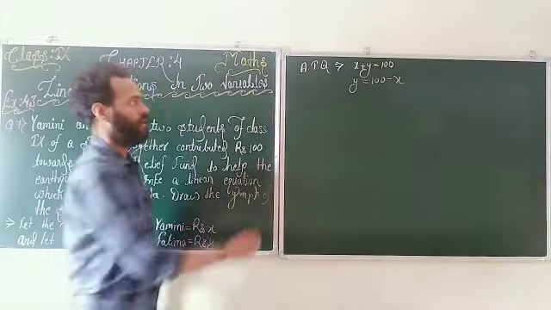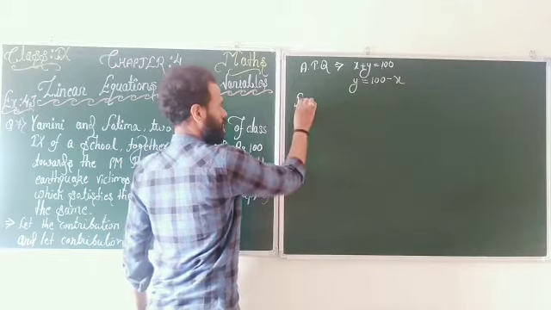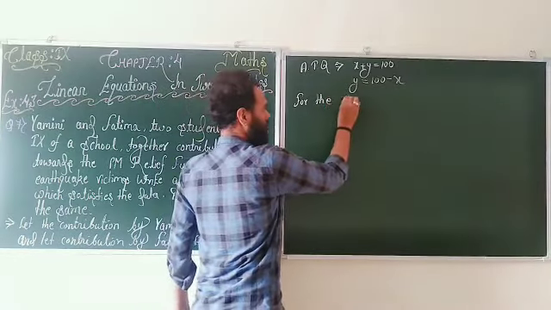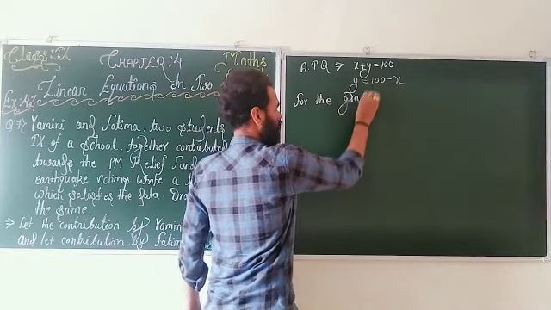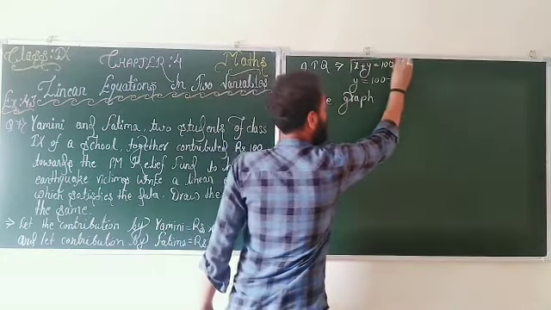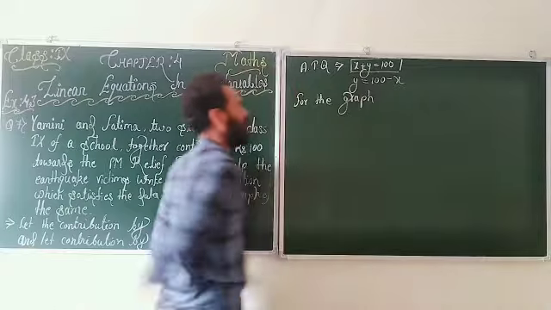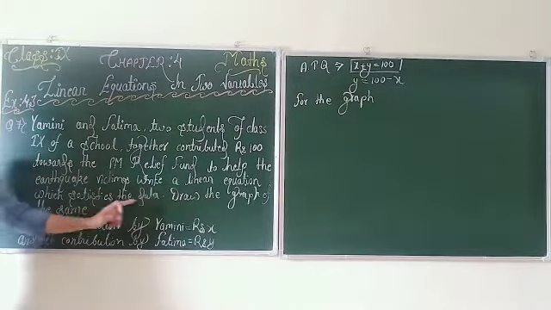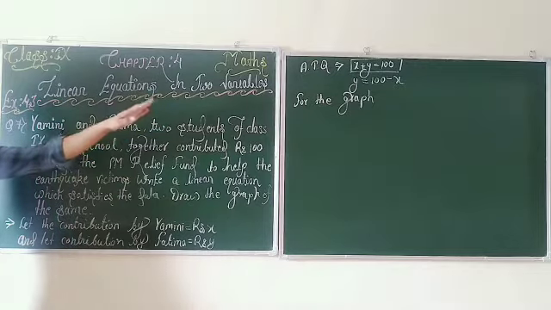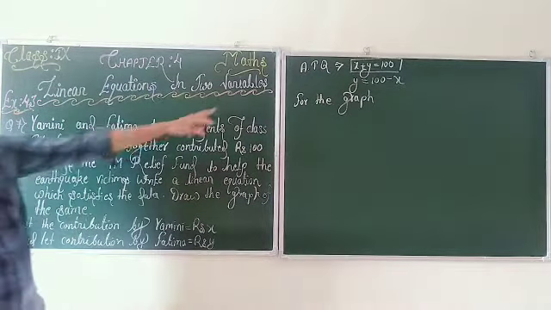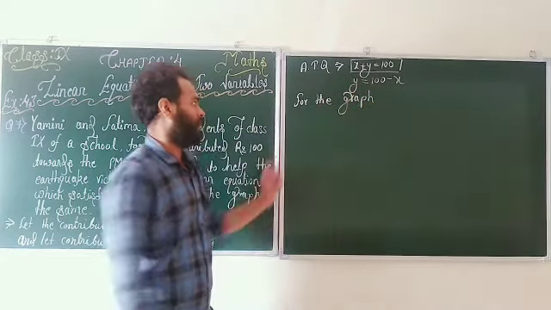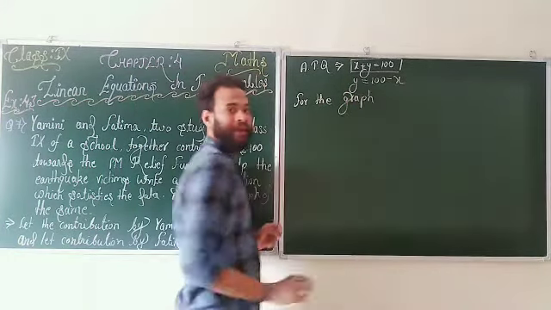For the graph we use y is equal to 100 minus x. This is our required linear equation in two variables which they ask in the question: write a linear equation which satisfies the data. Both together collected x rupees and y rupees, and together it is 100. And for the graph we write y is equal to 100 minus x.